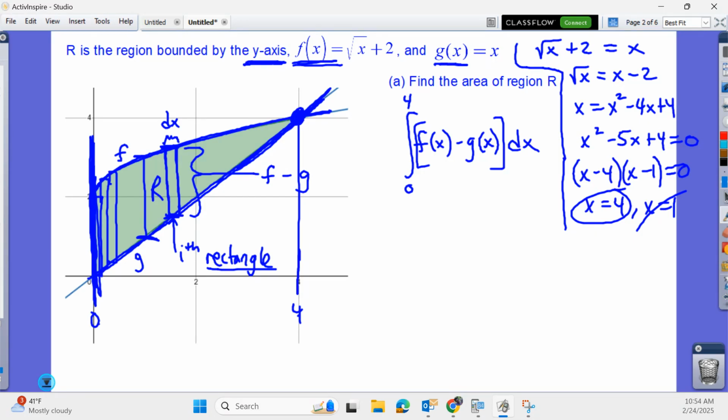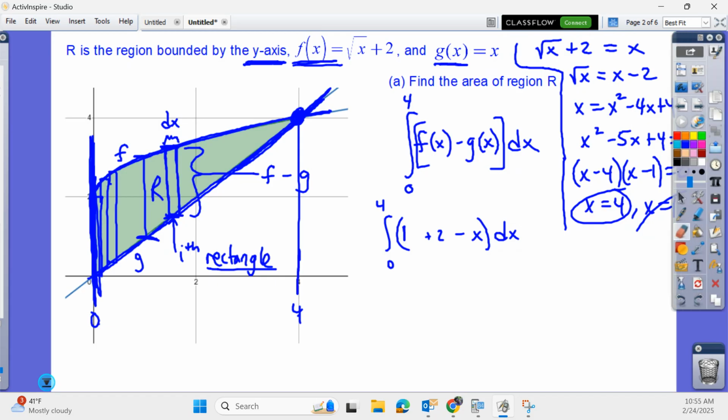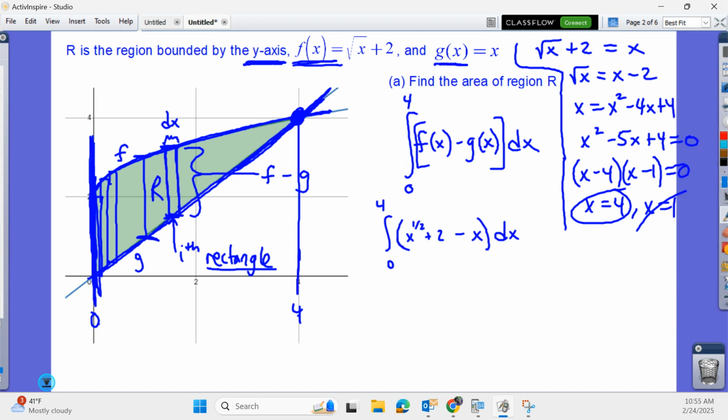So that's, let me write it out. It's the integral of f of x, which is square root of x plus 2, and then minus g of x, which is minus x, dx from 0 to 4. And when you're integrating square root of x, you want to think of it as x to the 1/2. In fact, I'm going to rewrite it right now instead of rewriting the whole thing, x to the 1/2, because you're going to use the power rule.